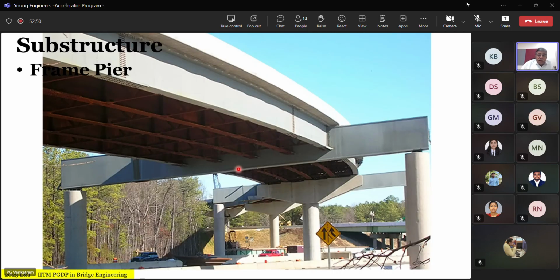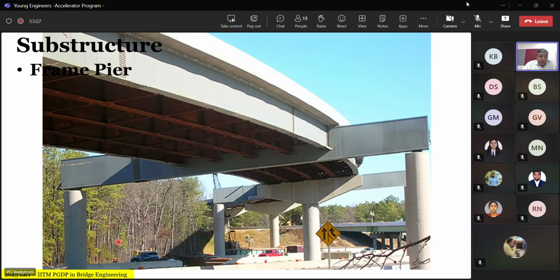Then we come to frame type pier. So this is an example of a frame type pier. You can see multiple different types of frame type of pier. You can see one frame type of pier wherein the superstructure is monolithic with a cross diaphragm and it is supported on this.